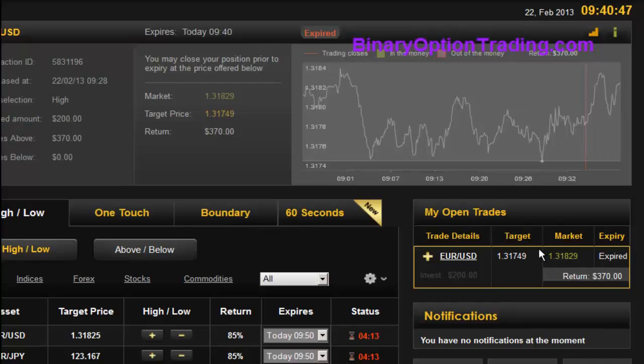Okay, so this is a winner. You can see how it ended pretty well. In at 1.31749 and it closed at 1.31829. So almost 8 pips closing. I would say 10 pips we saw at one point for a victory.